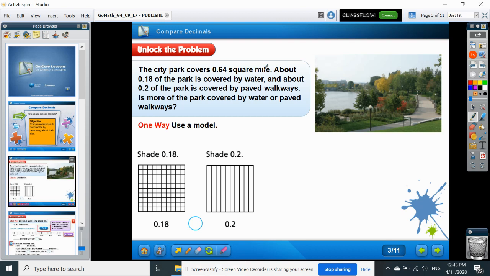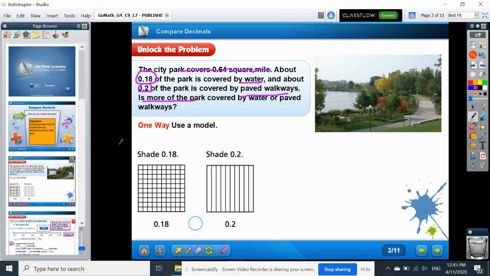By the way, we don't need to know exactly the area of the park. What we care to know, the important numbers, are how much of the park is covered by water and how much is covered by paved walkways. Then what we need to do is compare. "More" is the keyword here: we need to compare using the comparison symbols.